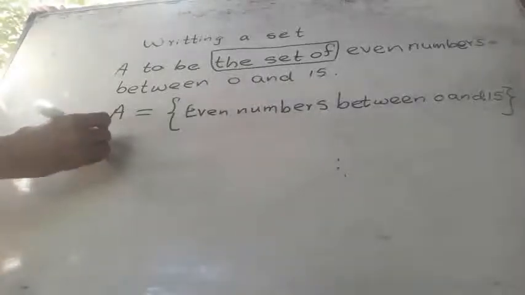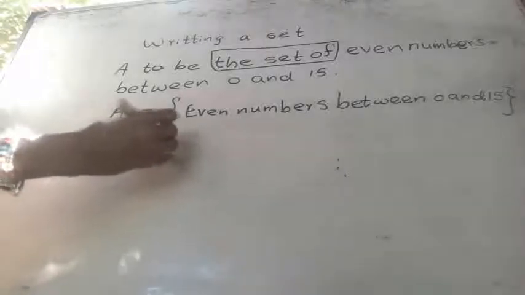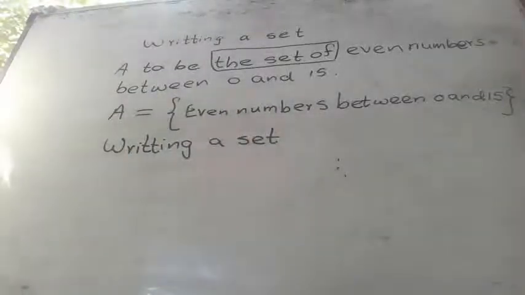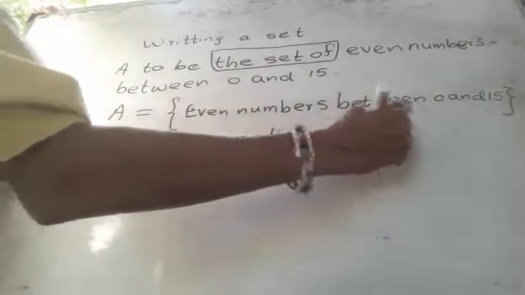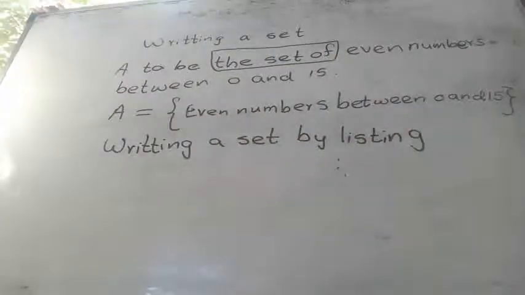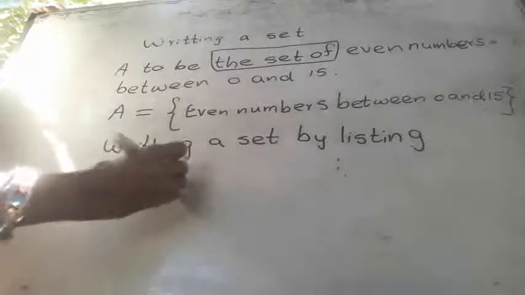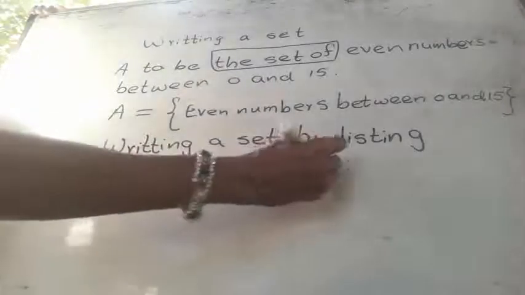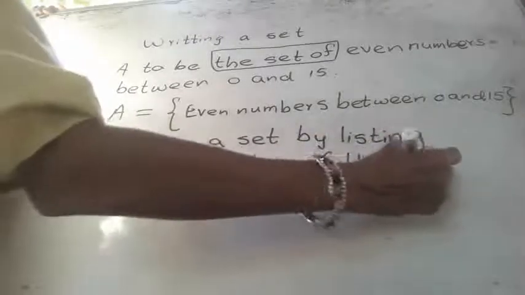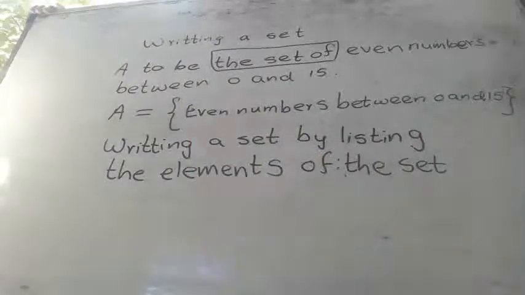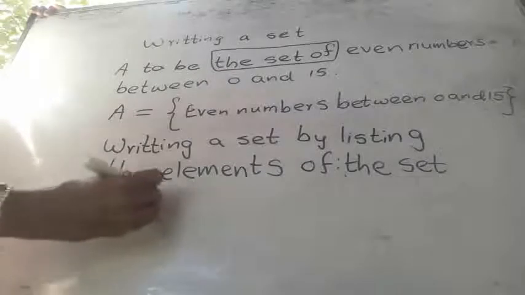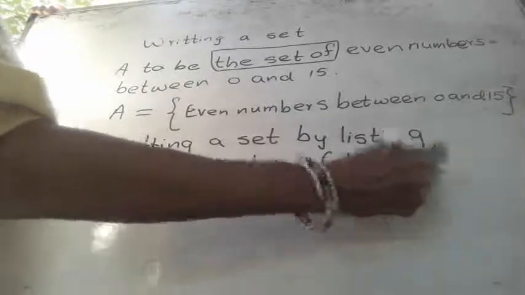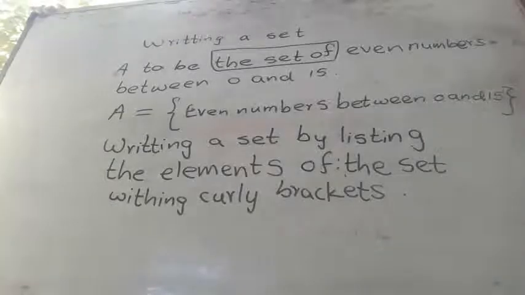The second method is writing a set by listing the elements of the set within curly brackets. Writing a set by listing the elements of the set within curly brackets.